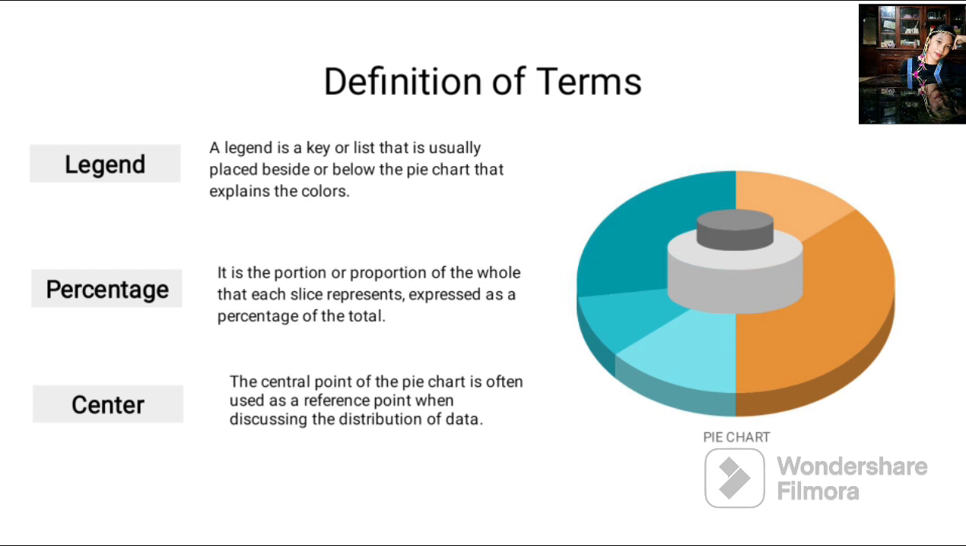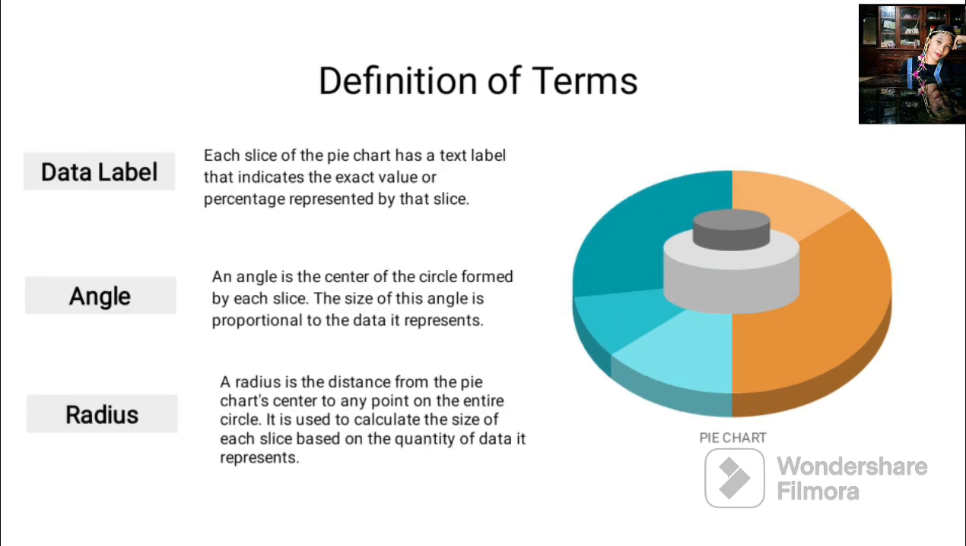The next is center. So the central point of the pie chart is often used as a reference point when discussing the distribution of the data. The next one is the data label. So each slice of the pie chart has a text label that indicates the exact value or percentage represented by that slice. The next is angle.